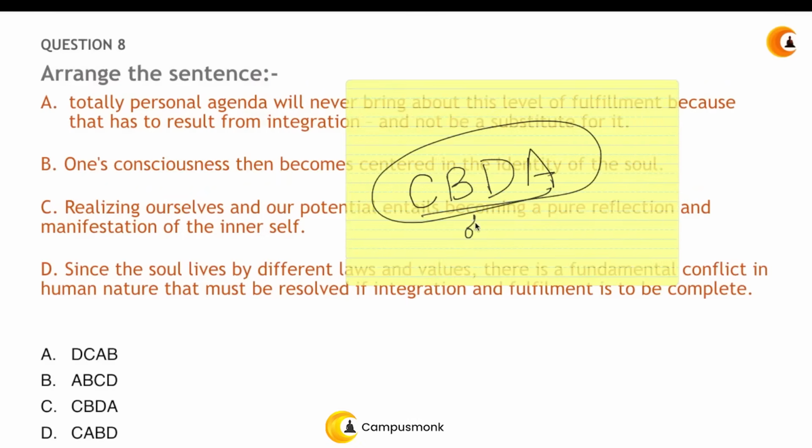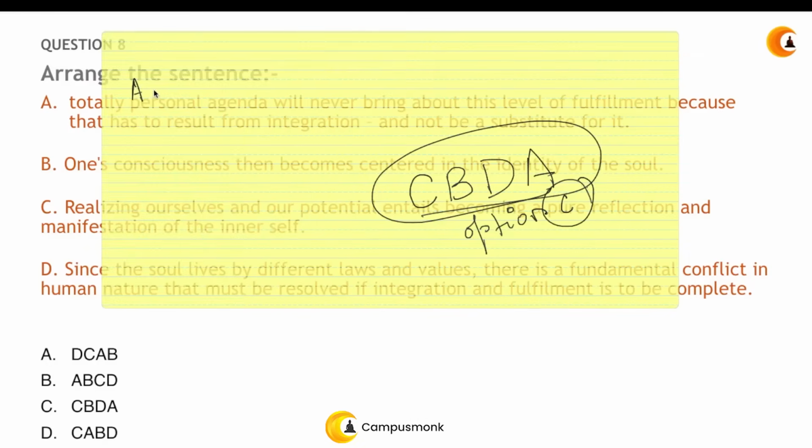This answer option is in option number C. I'll just write down all the options: A, B, C, D; C is C, B, D, A and D is C, A, B.